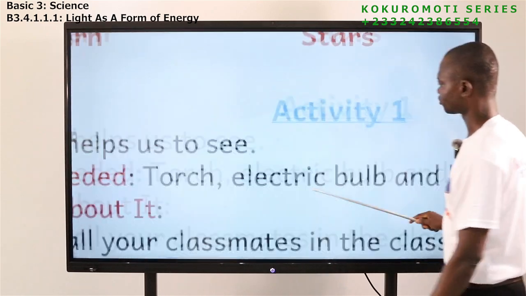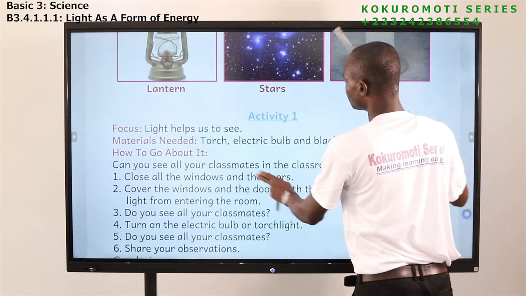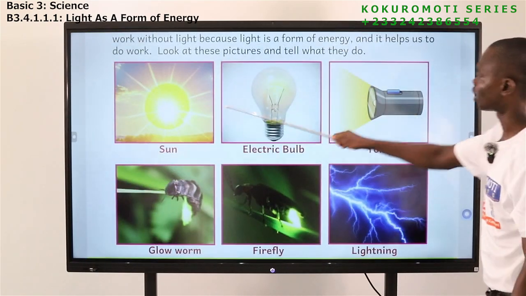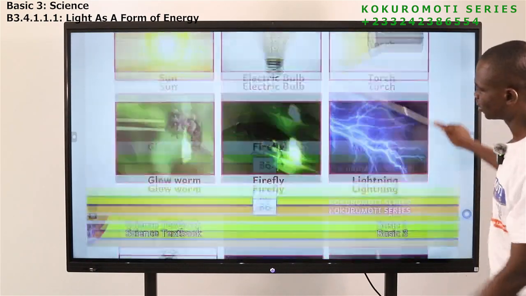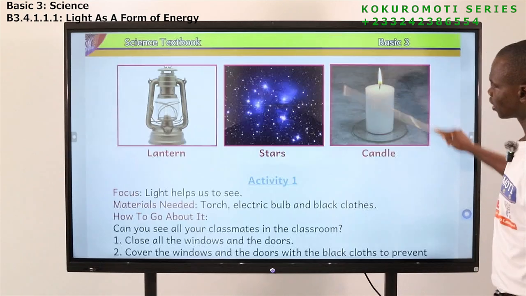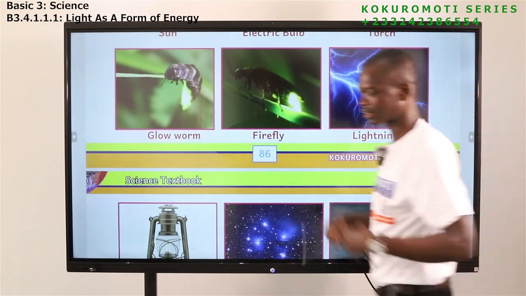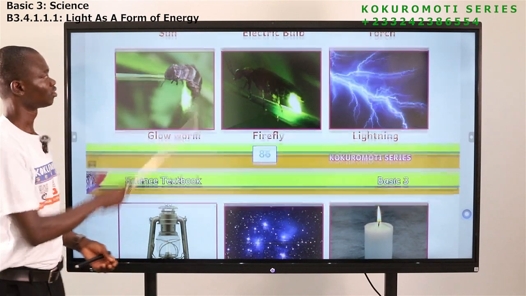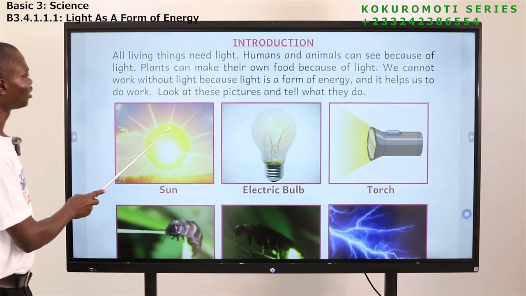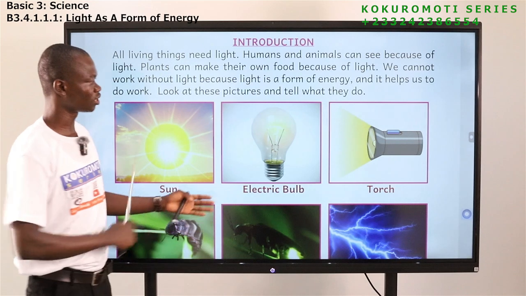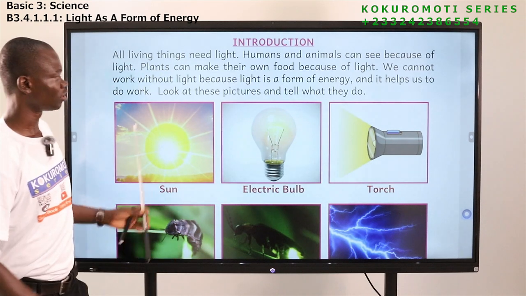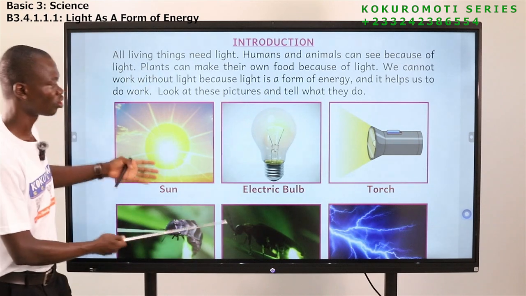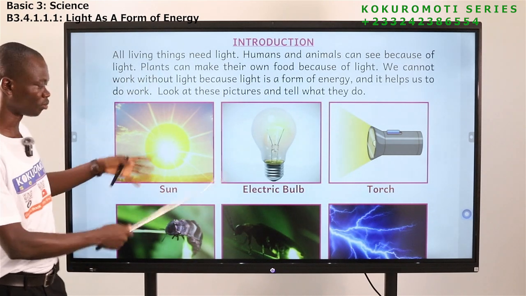Okay. Now we have seen pictures here. How many? 1, 2, 3, 4, 5, 6, 7, 8, 9. And all these pictures, what they do is that they give light. They produce light. So if you are asked to tell what these objects do, all they do is that they give us light, or we get light from these objects.